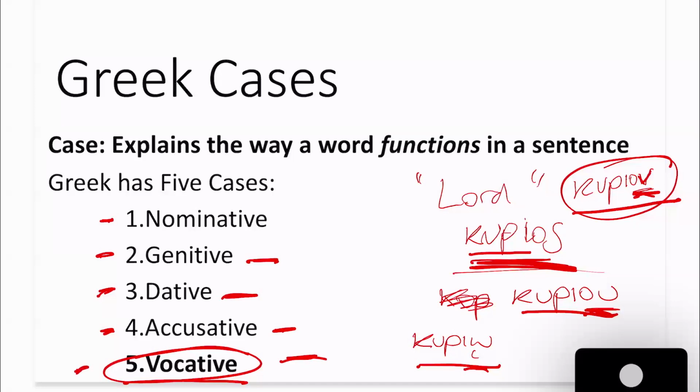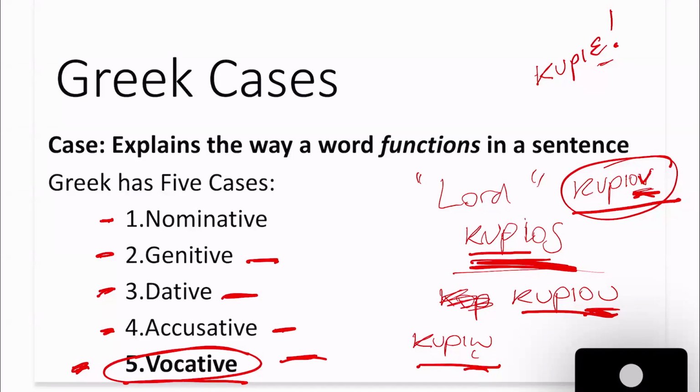This fifth one here, vocative, is the one that we don't see very often, and it looks like this, kurie, and the vocative case is direct address. And so if you saw kurie, it would be me directly addressing the Lord. So I would say, Kurie, Lord. I'm talking directly to the Lord, Kurie. And so that's the final case.